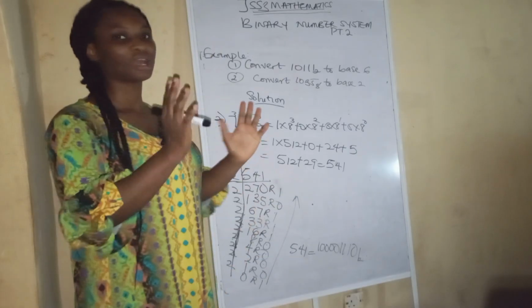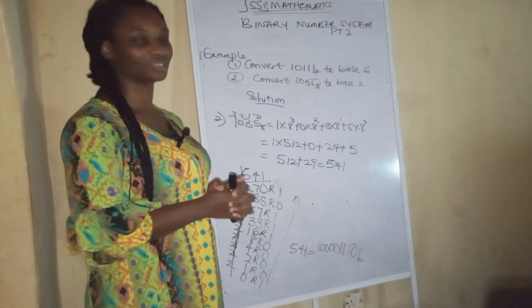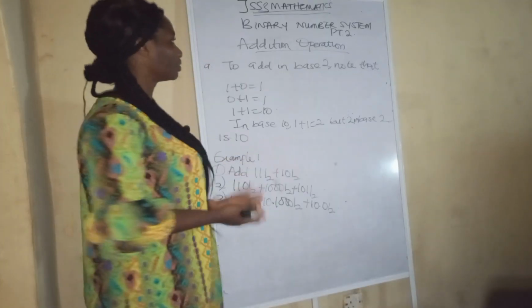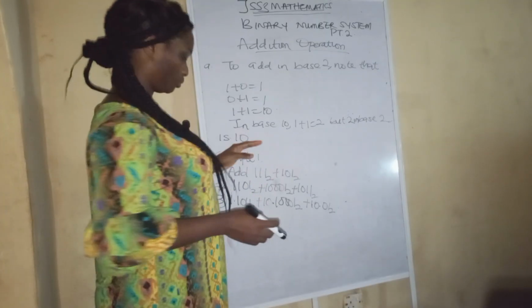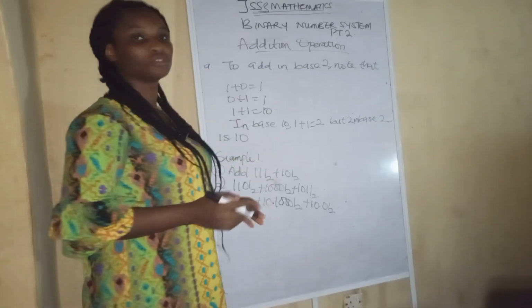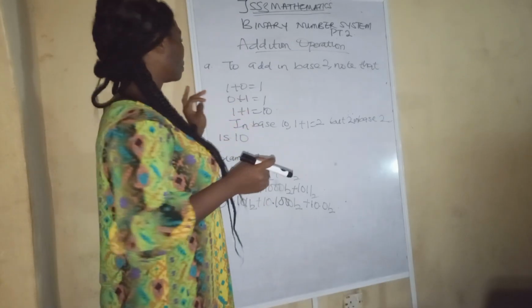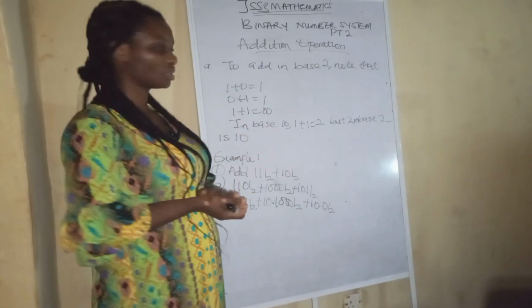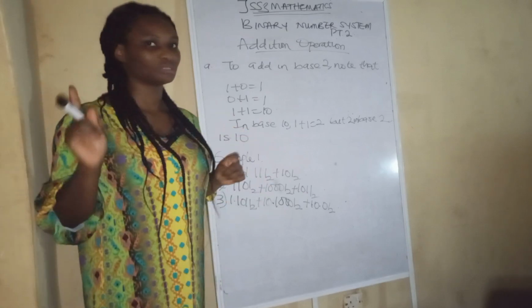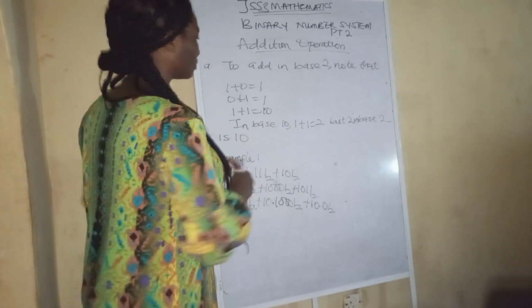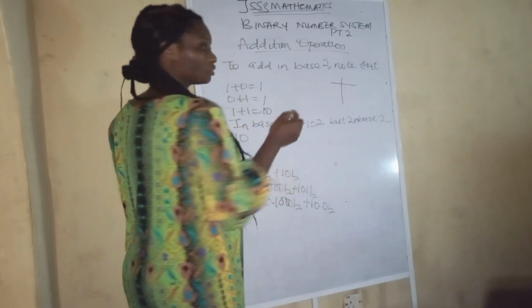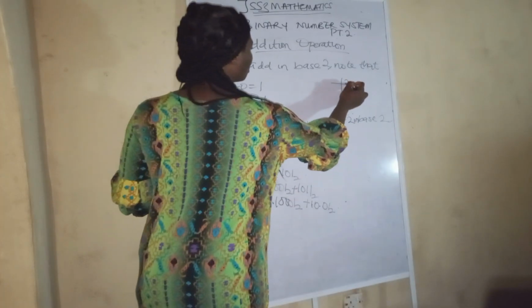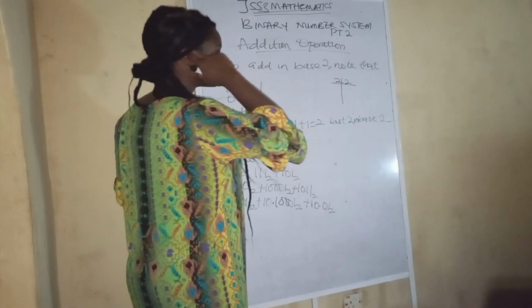So let's move to addition and subtraction now. Alright, so now we are in addition operation. To add in base 2, note that 1 plus 0 equals 1, 0 plus 1 equals 1, but 1 plus 1 equals 10. You get it now? So this is how we get it. 1 plus 1 normally is 2. So 2 divided by 2, in base 2. You get it now?